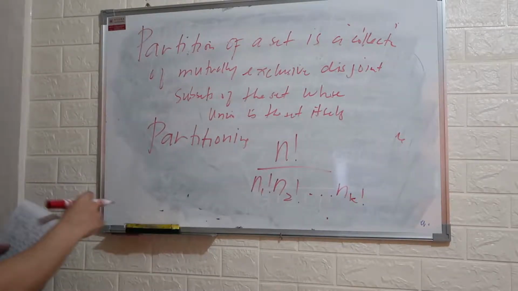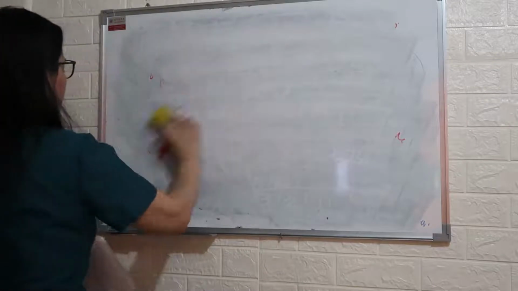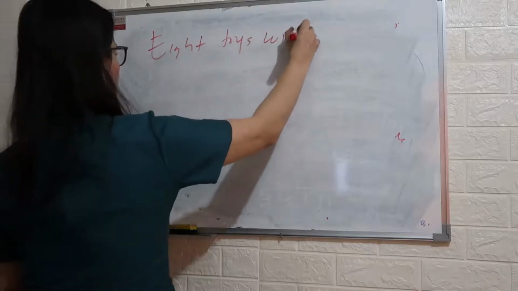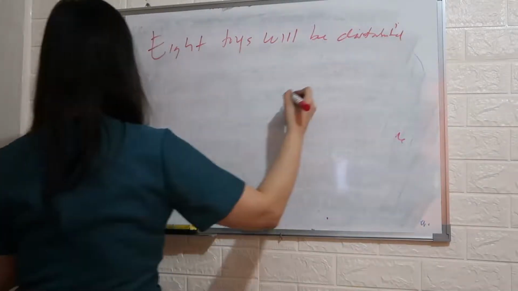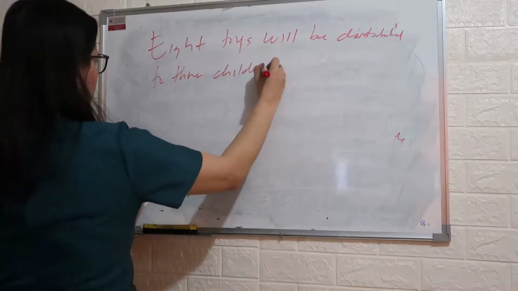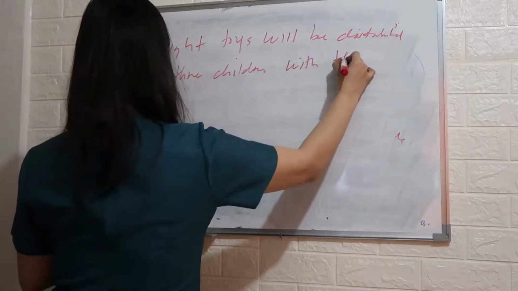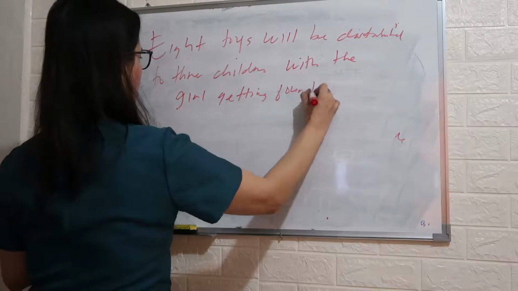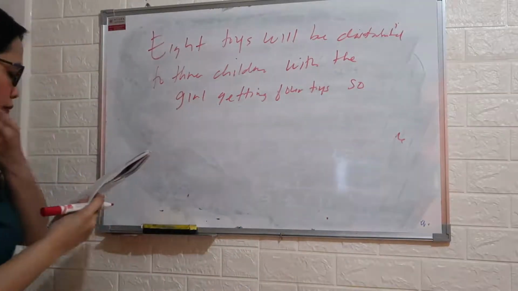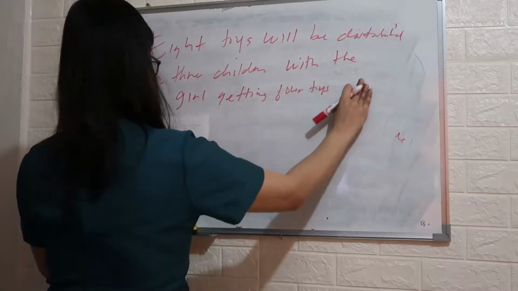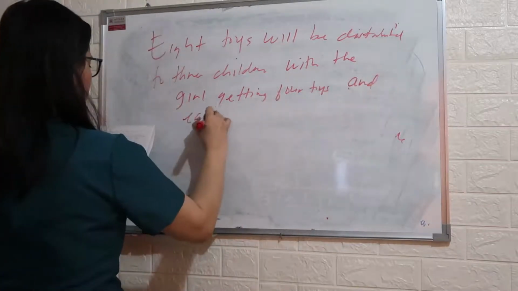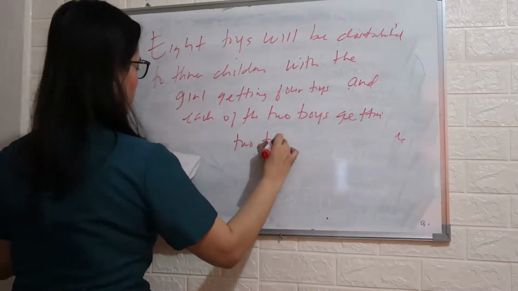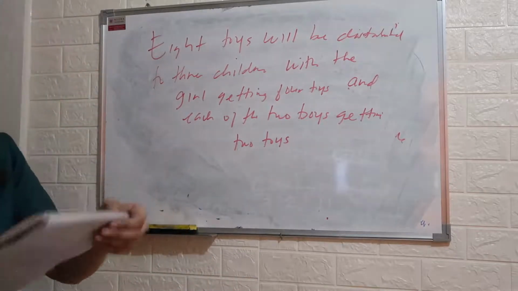So for example, okay, so we do a partition. 8 toys will be distributed to 3 children with the girl getting 4 toys, and each of the 2 boys getting 2 toys. So how do we solve it using partition?